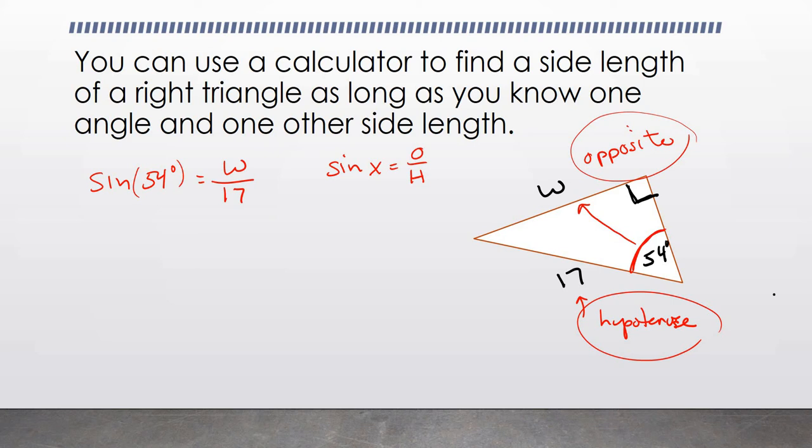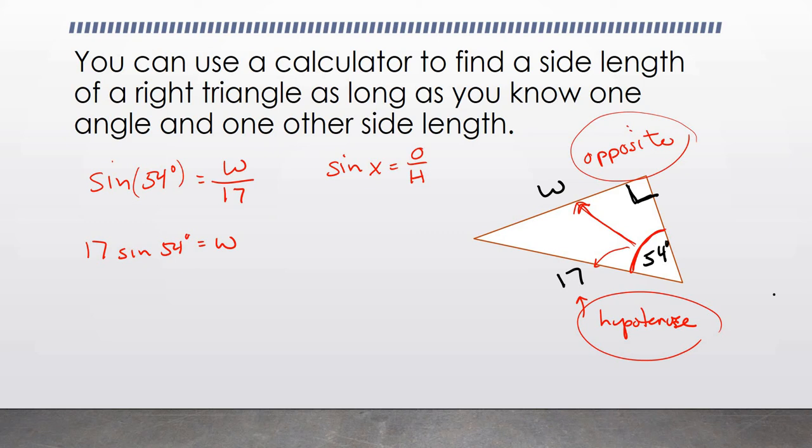Okay? Since sine is opposite over hypotenuse, and I'm looking for the opposite, and I have the hypotenuse, I'm going to use sine. Sine of 54 degrees is W over 17. To solve for W, I would multiply both sides by 17. And this is where I need my calculator.